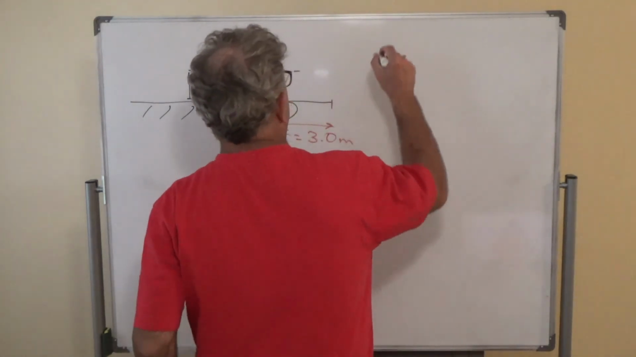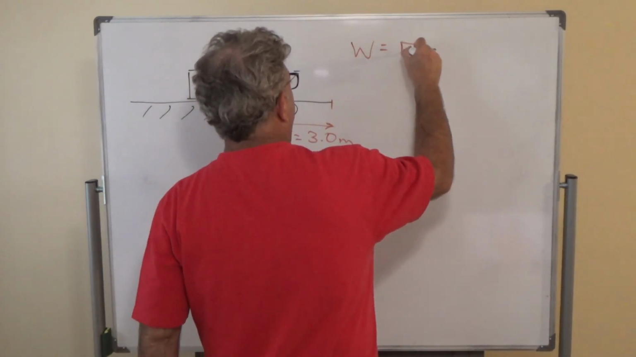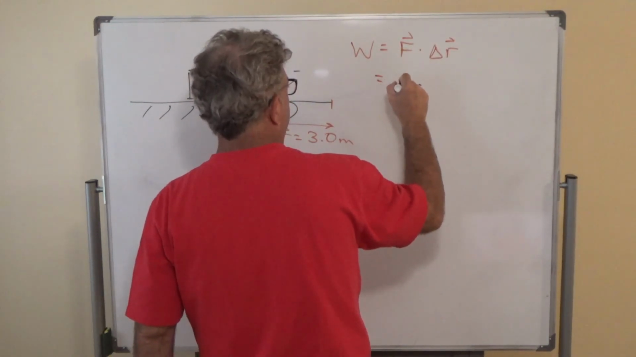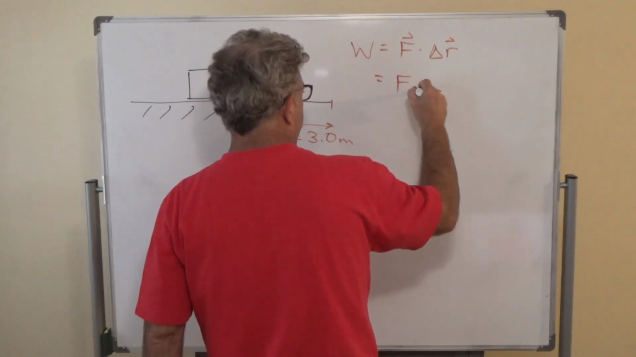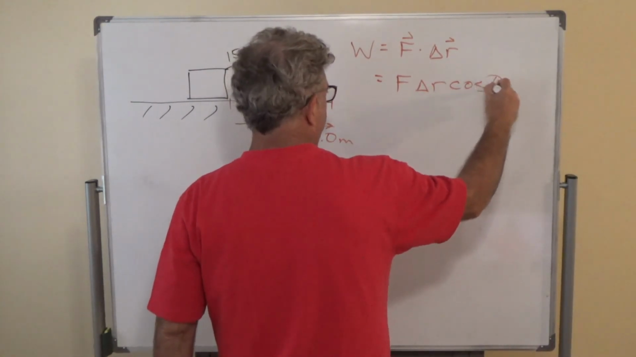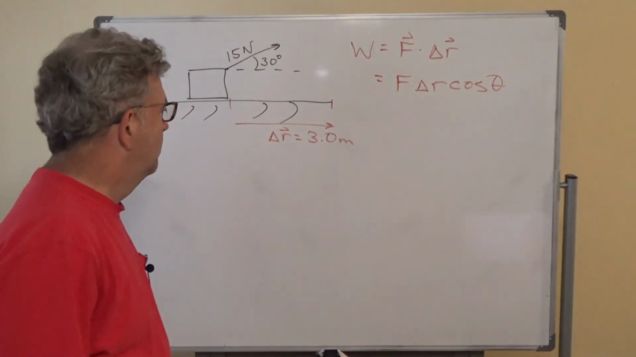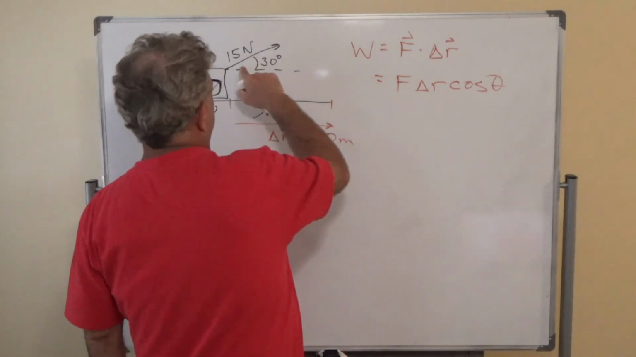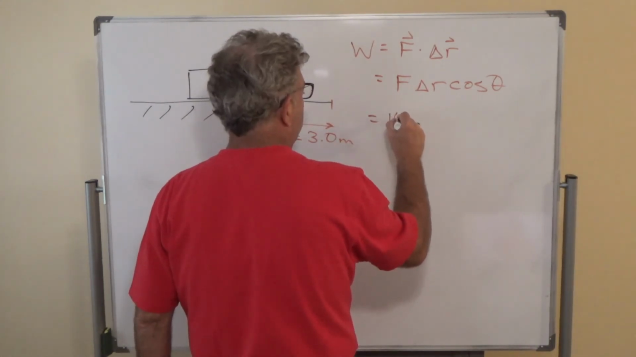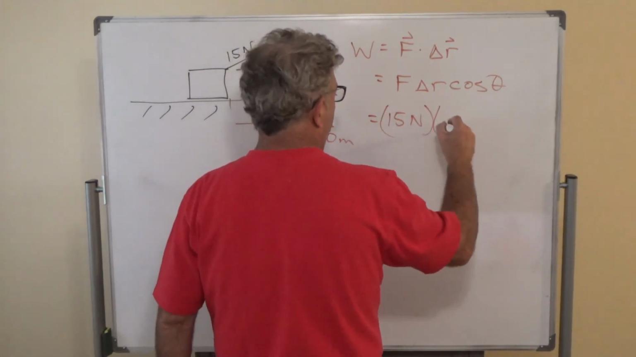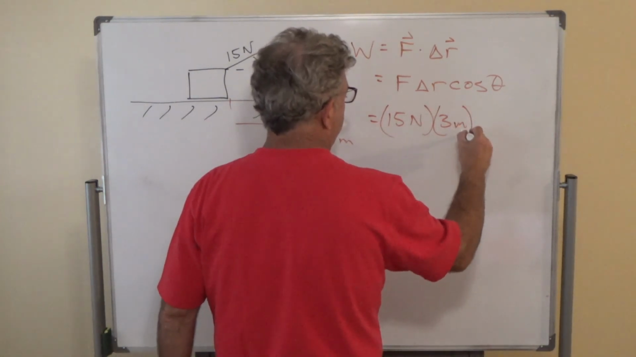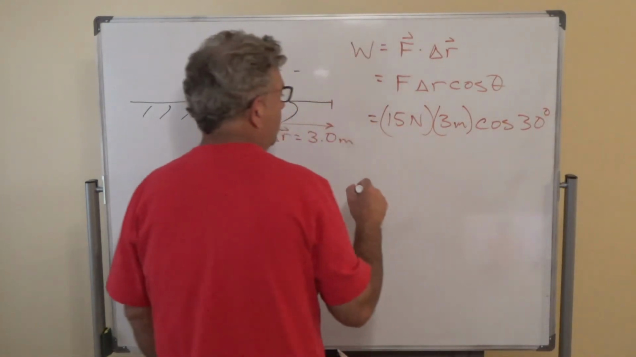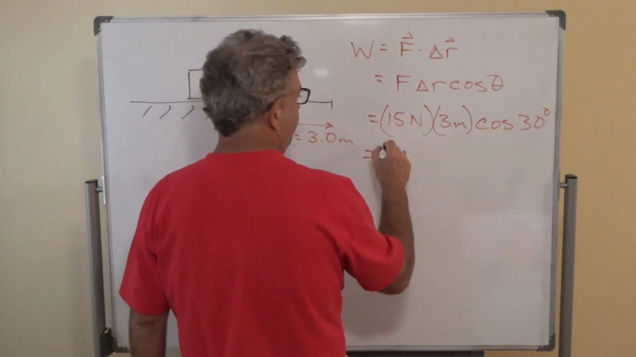Well, work is equal to F dot delta R, but we know from what we just did, it's F delta R cosine theta. Okay, I mean, this is pretty darn simple. F is equal to 15 newtons. Delta R is equal to 3 meters. And then there's a cosine of 30 degrees. So this is equal to 45.